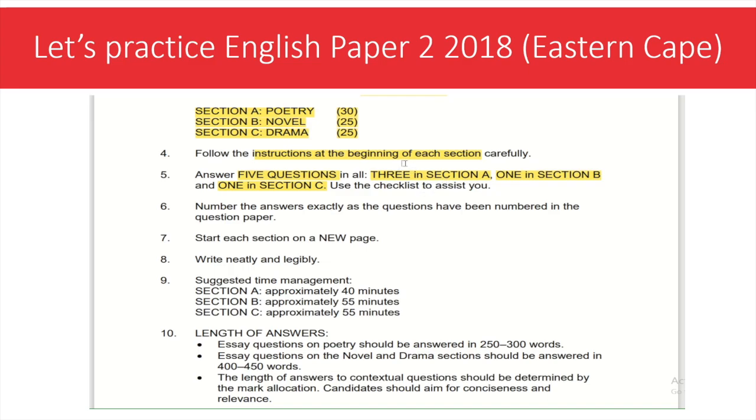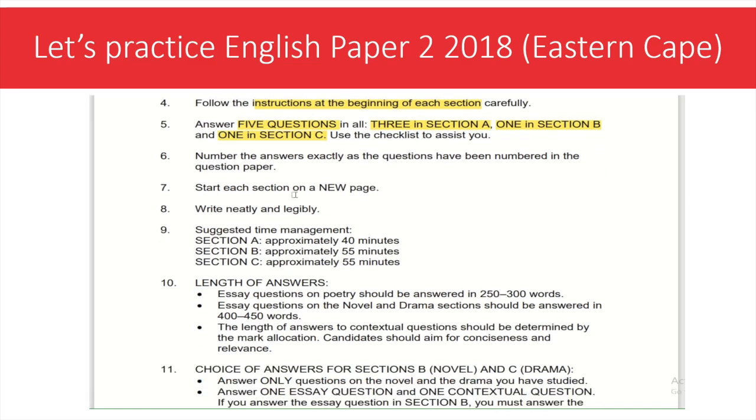In section A, our poetry, we usually have the contextual questions or the poetry essay. You need to answer 3. Then you number as the questions are, that's normal. Start each section on a new page. This is good to do, please, because usually your markers are sharing or doing group marking.